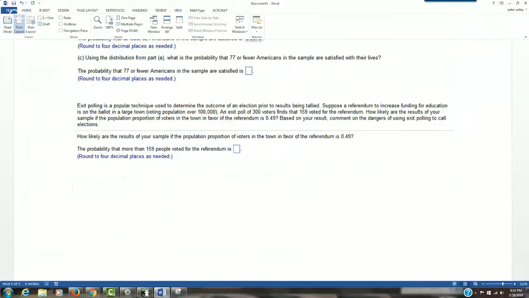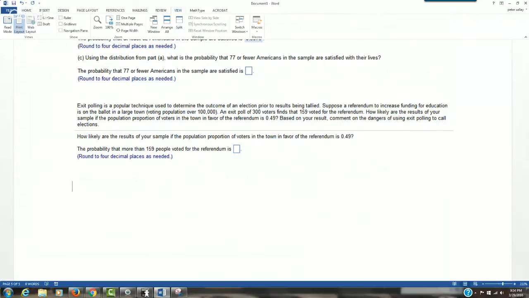So we can get to bed on normal. All right, exit polling is a popular technique used to determine the outcome of an election prior to results tallied. Suppose a referendum to increase funding for education is on the ballot in a large town. An exit poll of 300 voters, okay, so sample size 300, finds that 159 voted for the referendum. How likely are the results of your sample if the population proportion in favor is actually 0.49?